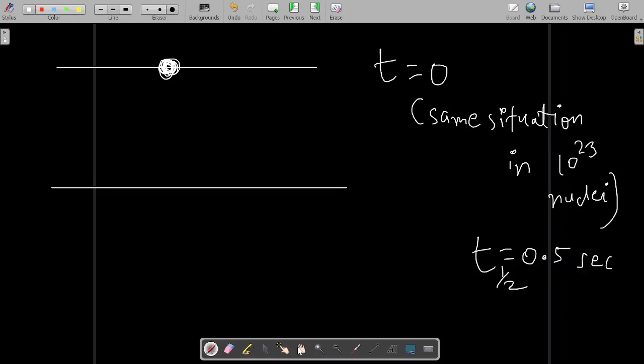So what will happen after 0.5 second? After 0.5 second, two situations will arise. Which will be the two situations? Let us understand what will be those two situations.